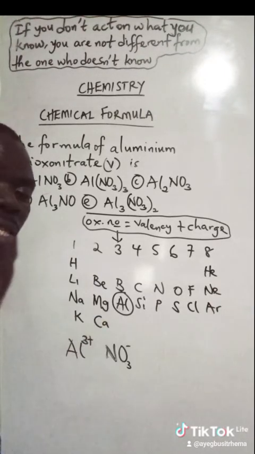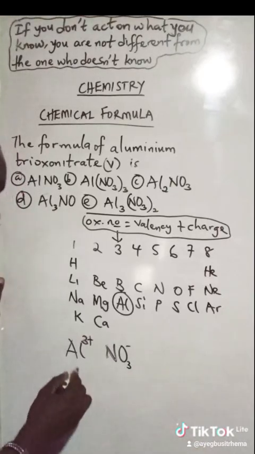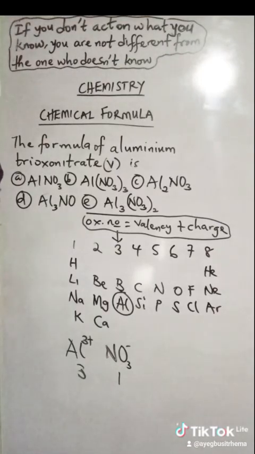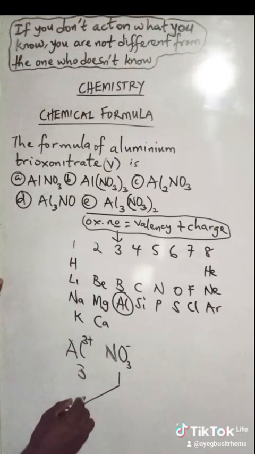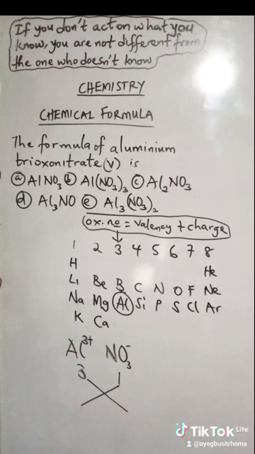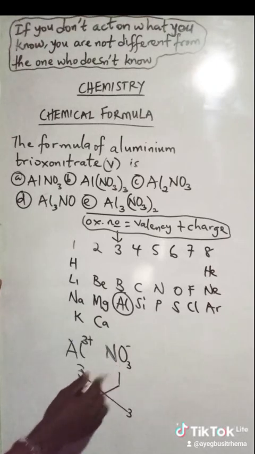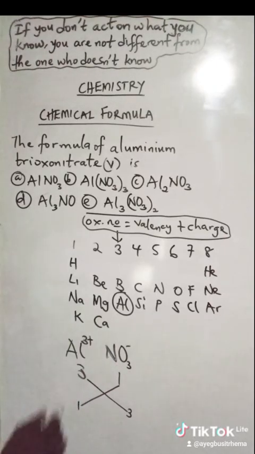Remember, we said valency is the combining power of an element. This is having valency of 3, while this is having valency of 1. So they are going to exchange their valency. Aluminium will give its 3 to this, while this radical will give its 1 to aluminium.